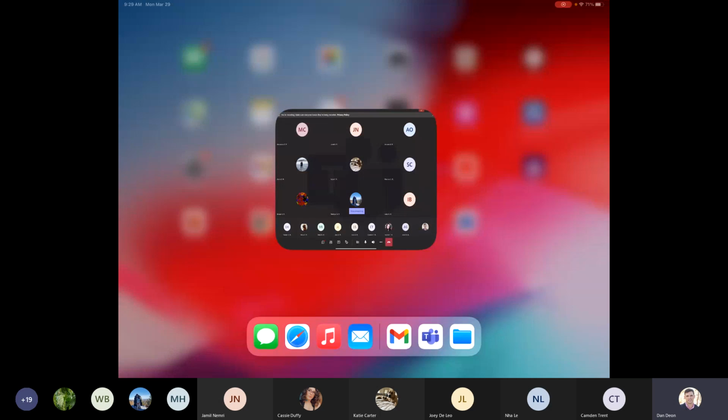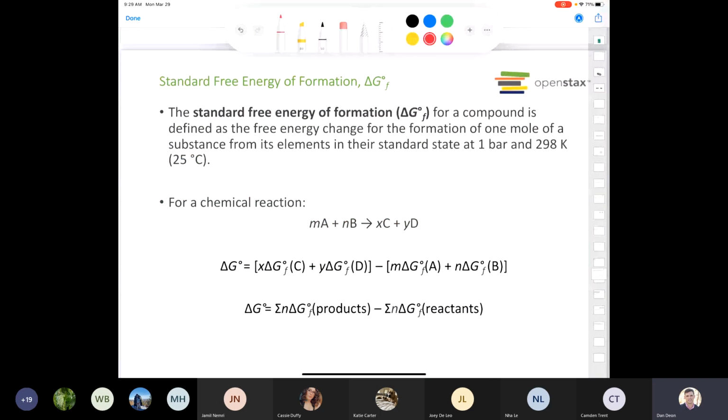All right, so chemistry 1401. This is kind of where we left off last class. We were talking about standard free energy of formation, and these are values that you can look up in the appendix of our class's textbook. You can go into appendix G, I think it is, and look up all the standard free energies of formation of all kinds of different compounds.